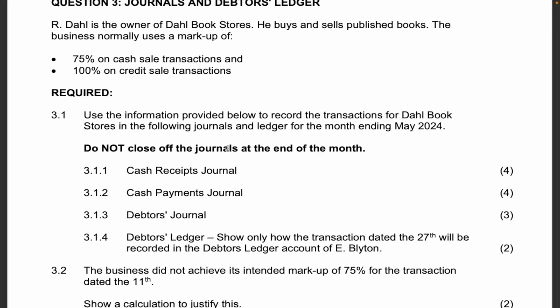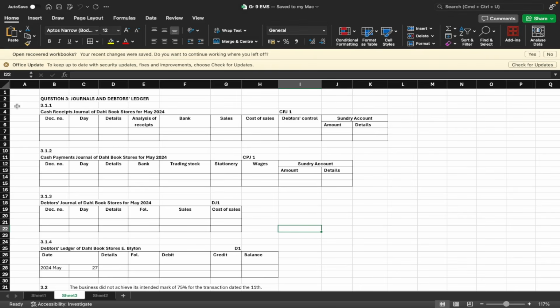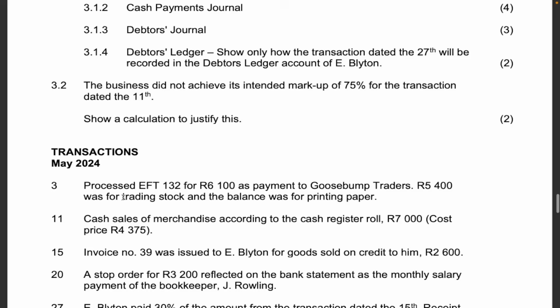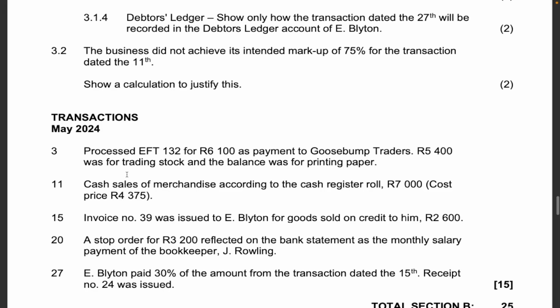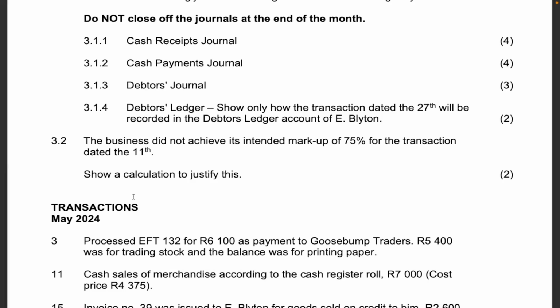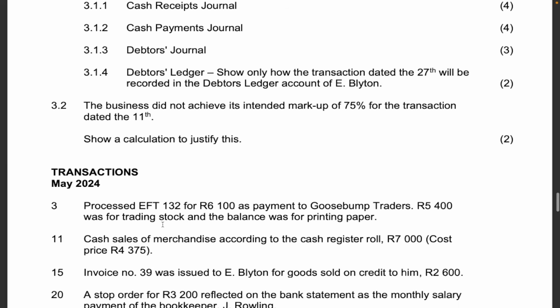And so we need to use the information that's provided to prepare all these journals. Now, I've already replicated what's in the answer book. And so you can see here 3.1.1, the cash receipts journal, cash payments journal, debtors journal, and debtors ledger, exactly as it appears in the answer book, as we have done with the other questions as well. And so let's go here and see what the information is that we are given. We've got May 2024, so we are focusing on this month, and these are the days: the 3rd, the 11th, the 15th, the 20th, and the 27th. Now we'll be completing them as we go through each transaction, and so let's start with the 3rd.